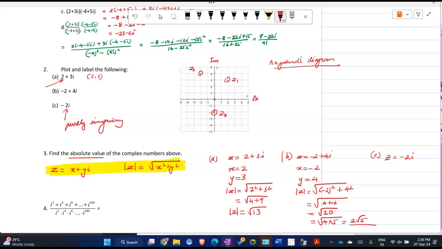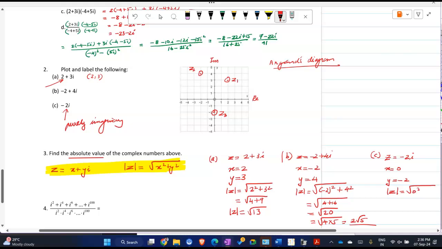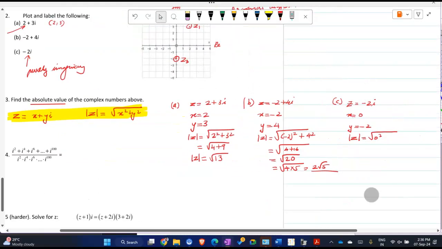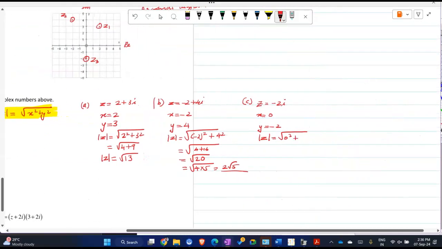Next, -2i. So x is 0 and y is -2. Sorry, that's my fault. So 0 squared plus -2 squared is the root of 4. What is the root of 4? 2.